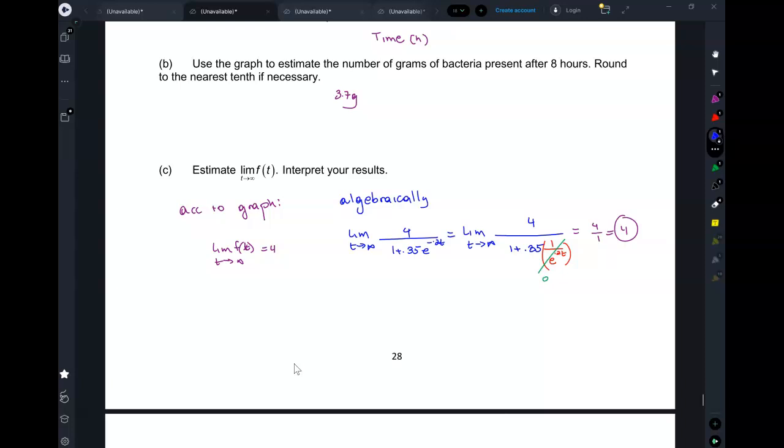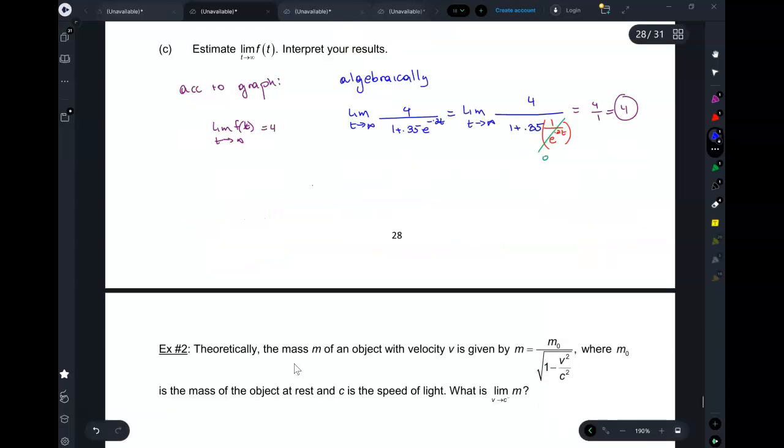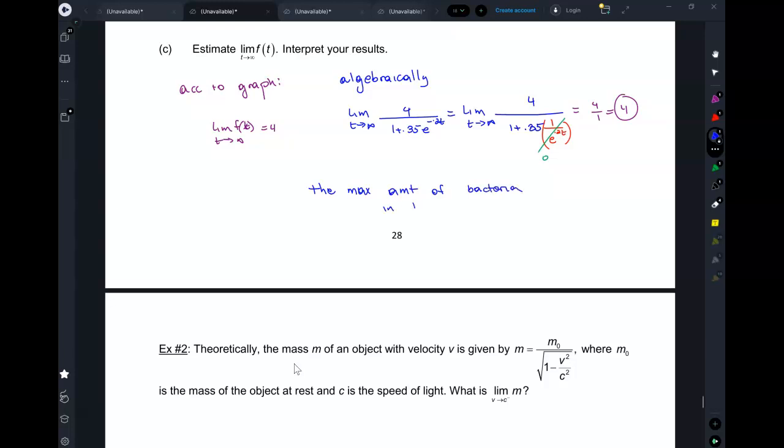Well, we don't know anything about the dish. This is about the bacteria. Right. So it doesn't matter how much time passes. The maximum amount of bacteria in this dish will always be 4. Okay? So the maximum amount of bacteria in the dish will be 4 what? 4 bacteria? 4 grams. Okay?